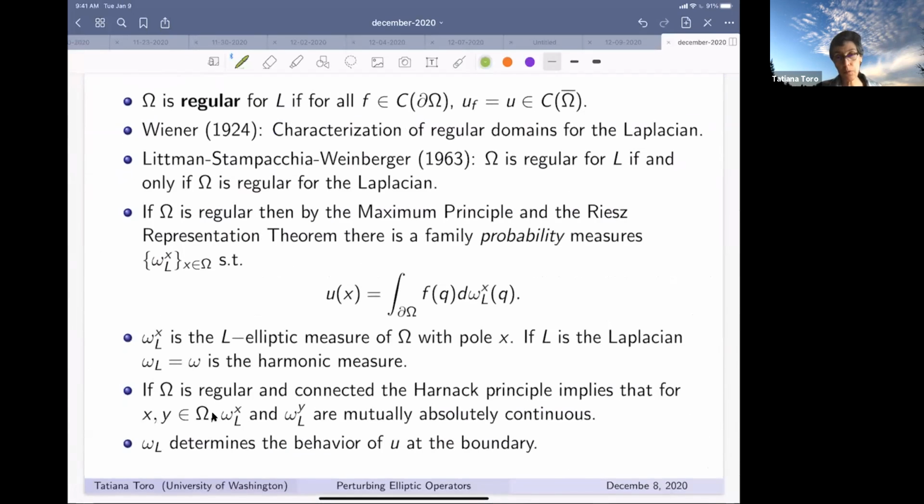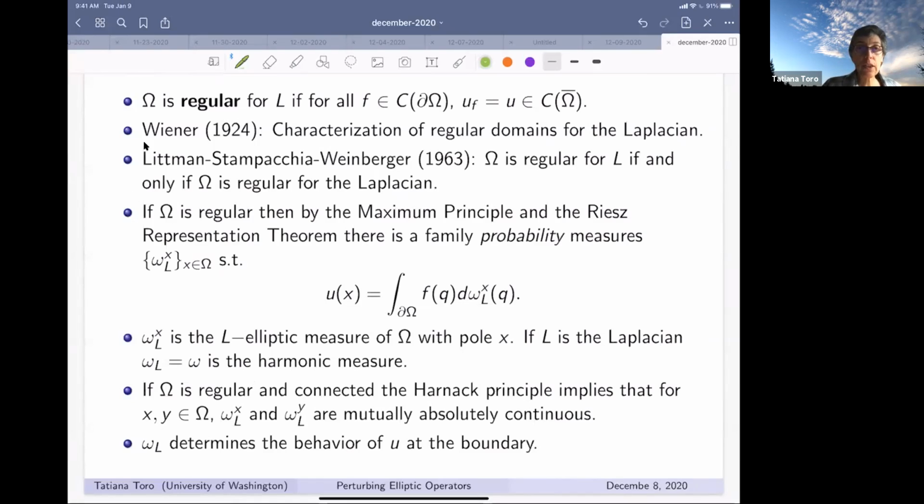So let me remind you what we want to do. What we want to do is look at whether, if L is an operator that's very close to the Laplacian in some sense, the properties of u at the boundary, where u is the solution to that operator, are similar to the properties of the related harmonic function. And so clearly the elliptic measure has to play a role because that's what the boundary sees. Okay, questions?